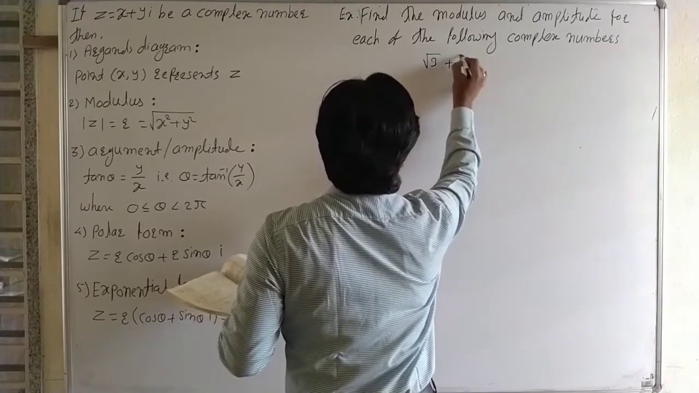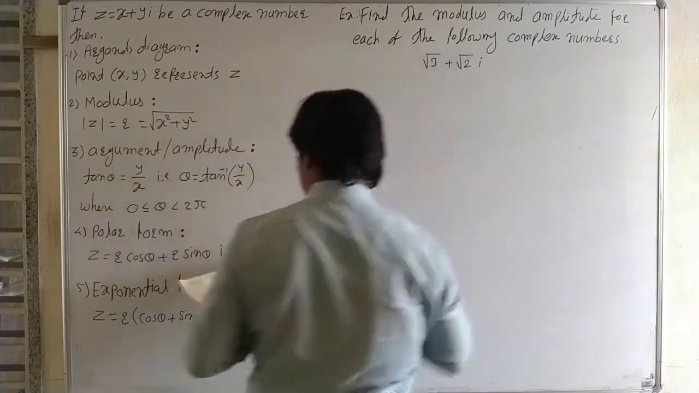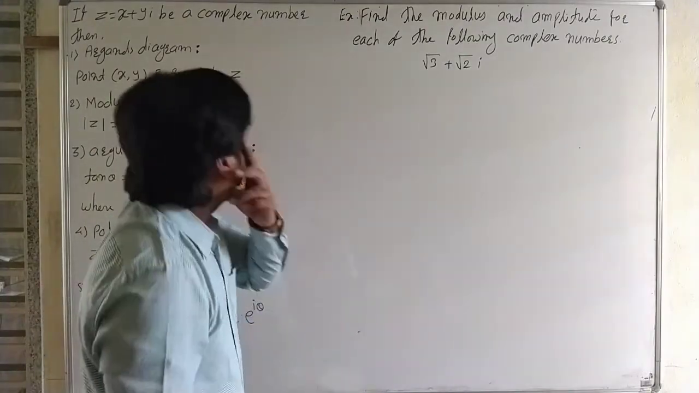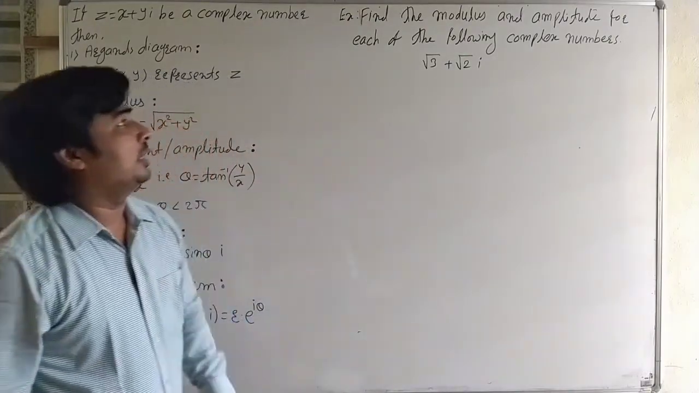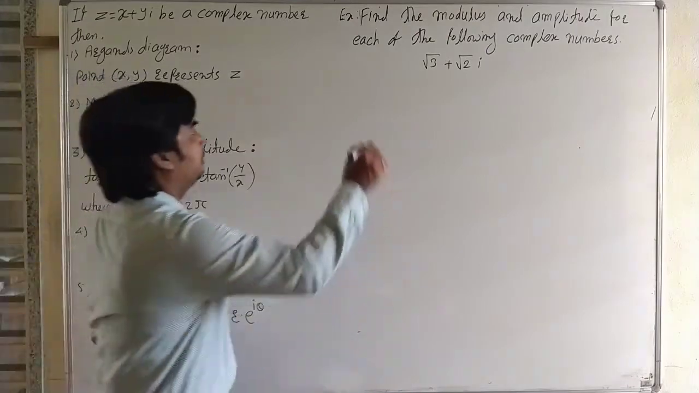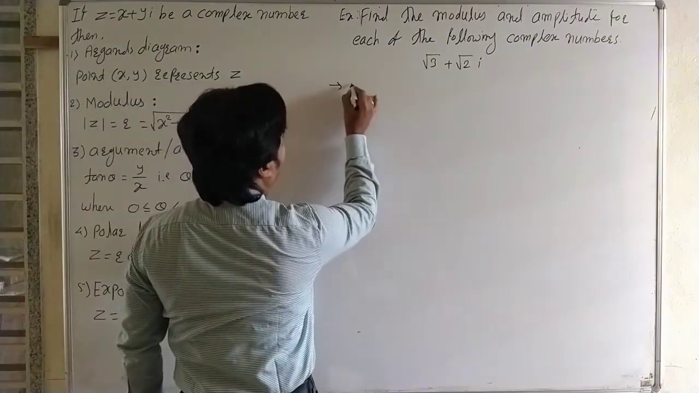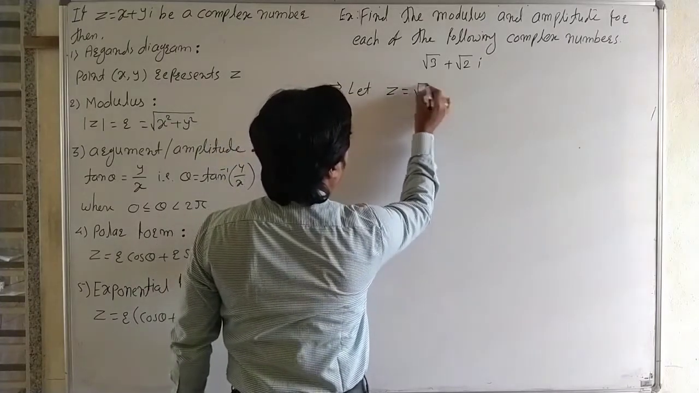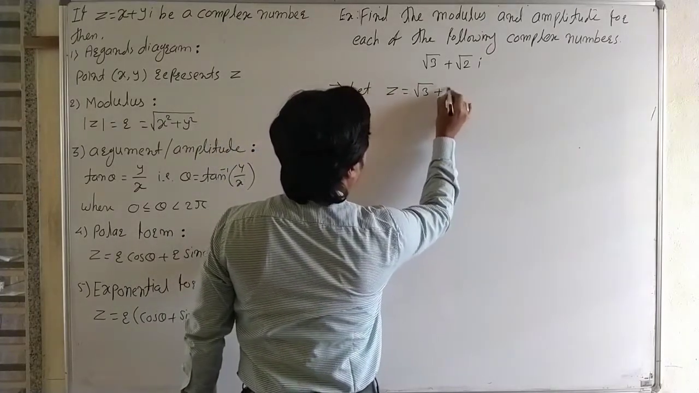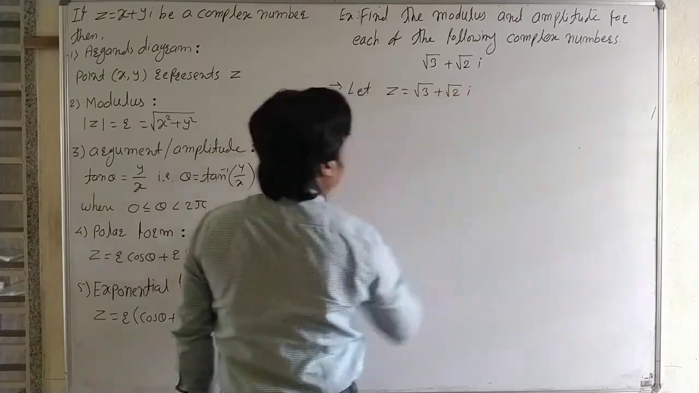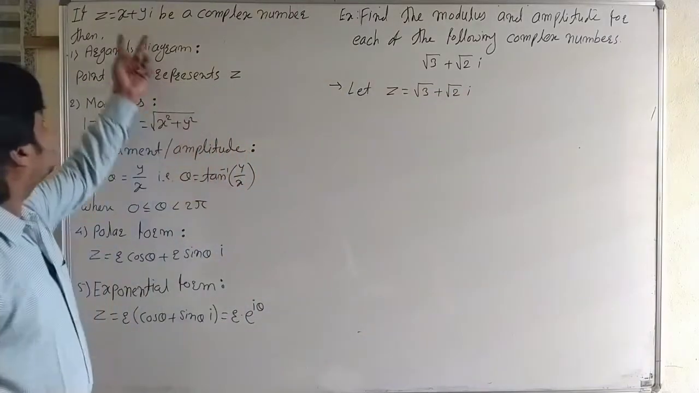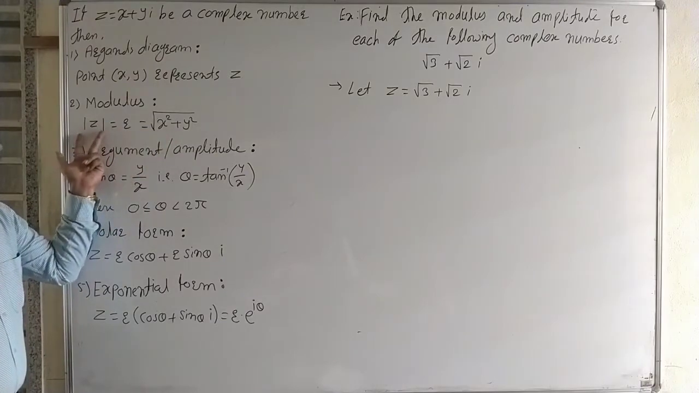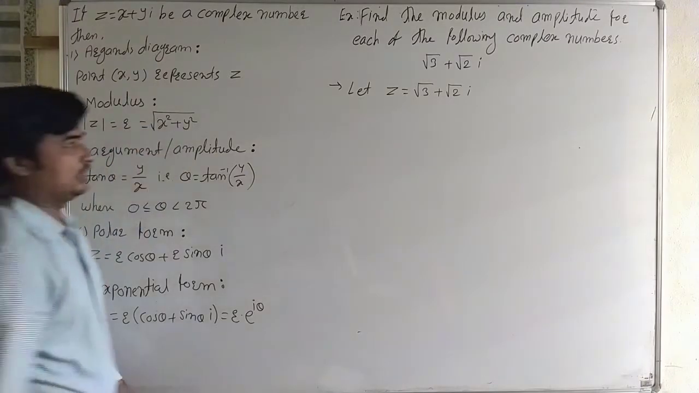Under root 3 plus under root 2i. We find the modulus and argument, that is the amplitude. Here, let z is equal to under root 3 plus under root 2i. It is a complex number. We know that if z is equal to x plus yi, it is a complex number, then modulus is under root of x square plus y square.